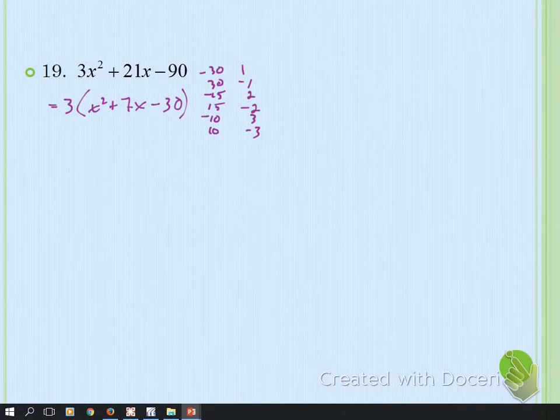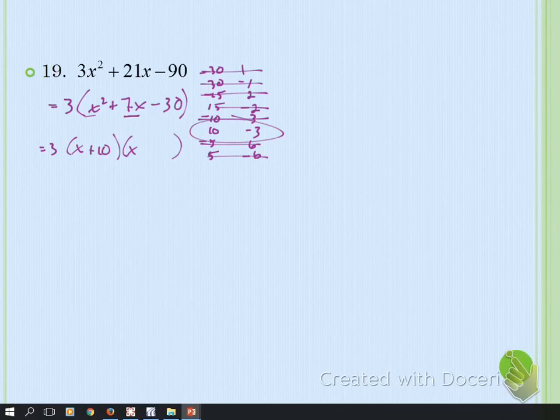10 and negative 3. 4, 5. 5, negative 5 and 6. 5 and negative 6. And that should be it. Wow, it's a lot. What are we looking for? We're looking to add to 7. Because this guy factors into x and x. Which one adds to 7? Obviously not that one, that one, that one, that one. That one adds to negative 7, but we want positive 7. So it looks like it's going to be this guy right here. 10 and negative 3. So we go plus 10, minus 3.